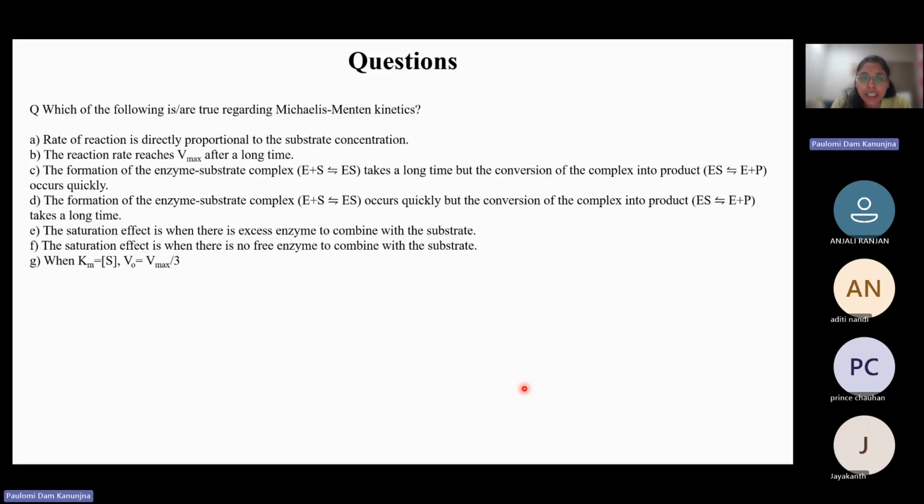E, saturation effect. So when does the saturation take place? Saturation effect is when there is excess enzyme to combine with the substrate, or the saturation is when there is no free enzyme to combine with the substrate. And F, when Km is equal to X, the V naught, or basically the rate, is Vmax by 3. Which one of these is true? D and F.